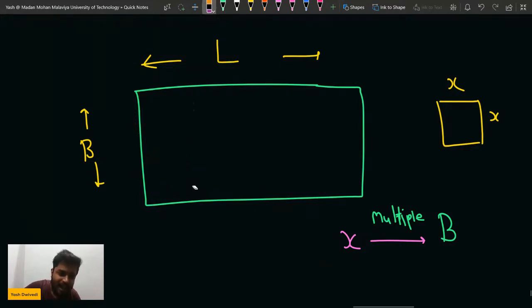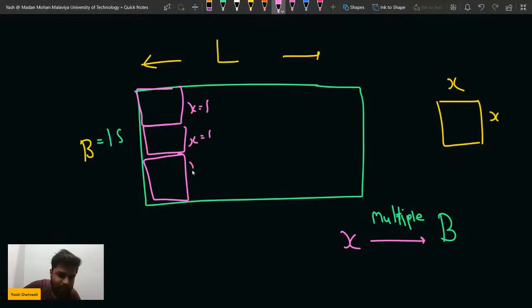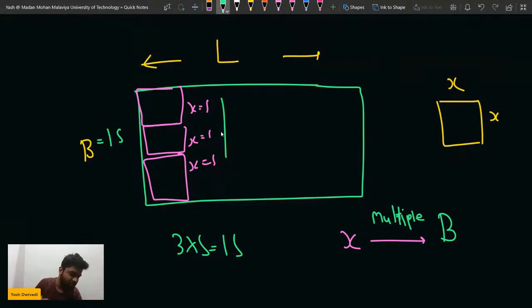For example, let's say b is equal to 15. If I'm choosing x is equal to 5 here, this will be the block, this will be the block, then this will be the block. Are you getting my point, guys? That is how I'll be completely able to fill it. Like this block, then this block, then this particular block. So if I'm choosing x is equal to 5, then only I'll be able to completely fill it. So x should be a multiple so that the overall sum, like 3 into 5, will be equal to 15. So I'll choose 3 blocks of x for this breadth. Is that clear? That x should be a multiple of b.